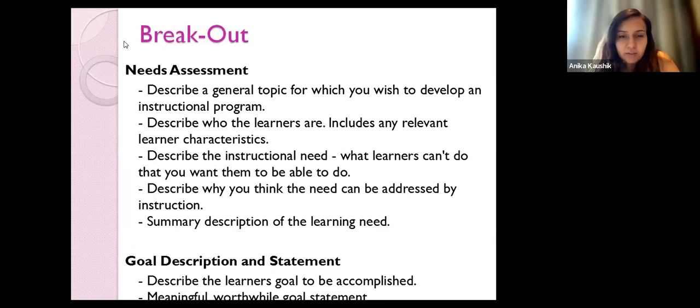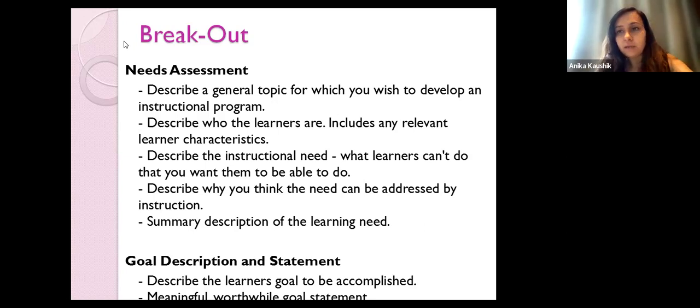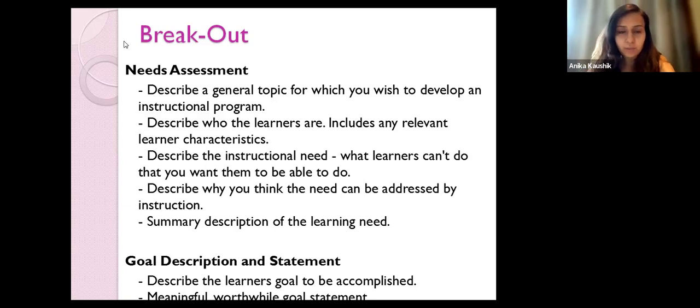So the fourth question is, describe why you think the need can be addressed by instruction. Since they are fresh hires, new joinees, we want them to follow a certain instructional program so that they ramp up the learning process and join the industry as soon as possible. Now, since we want them to be trained on various aspects, the instructional needs will have to be further decided upon with respect to what soft skills they require and what skills they require in terms of technical training.